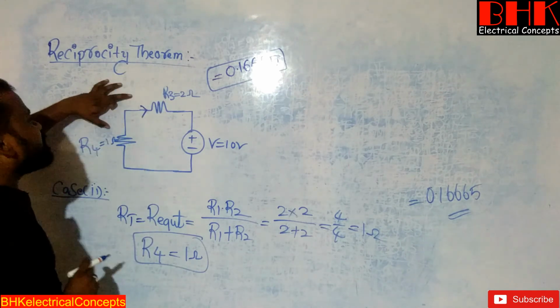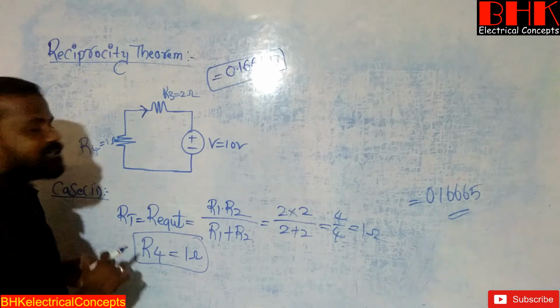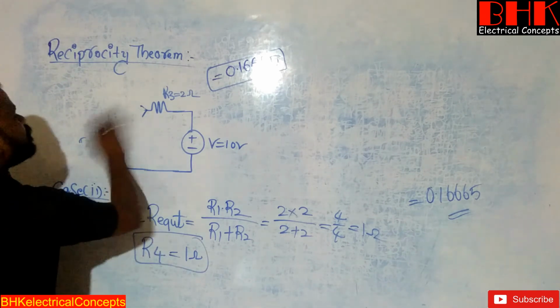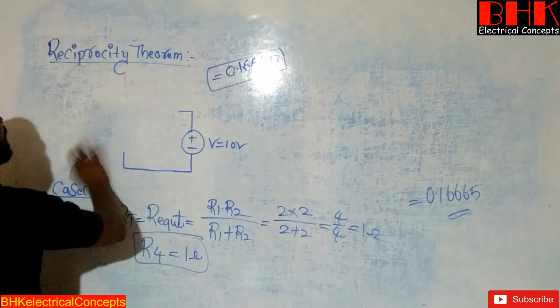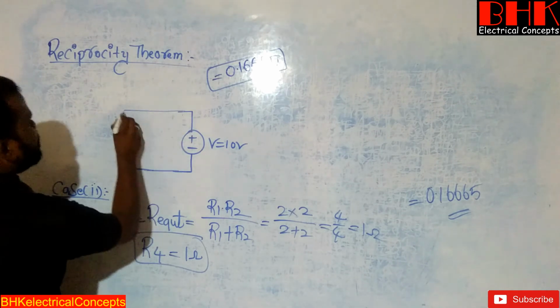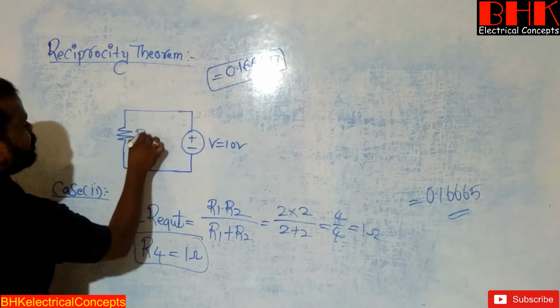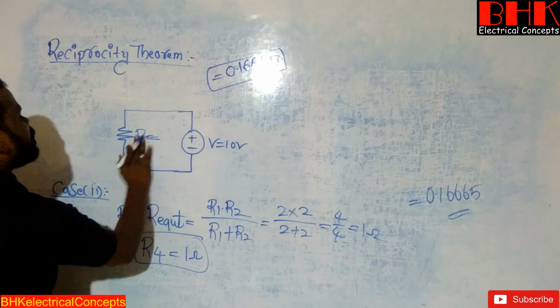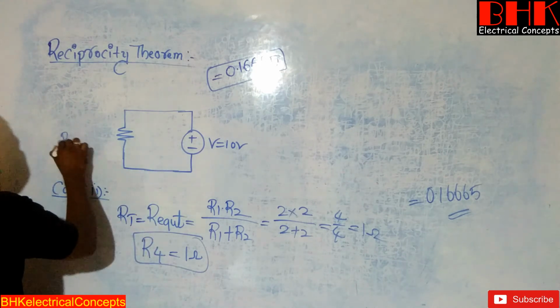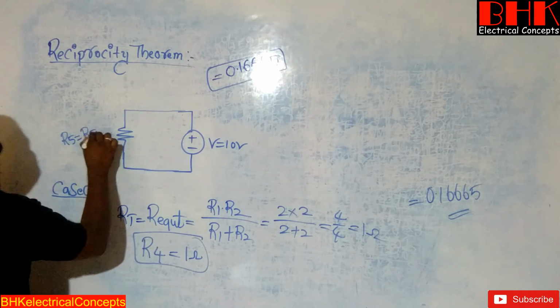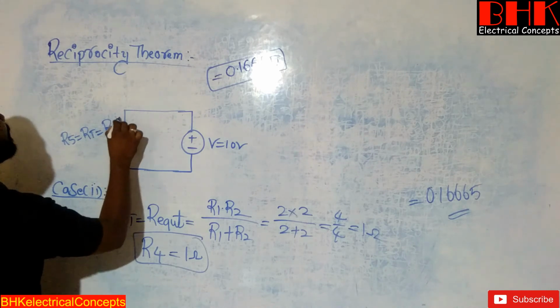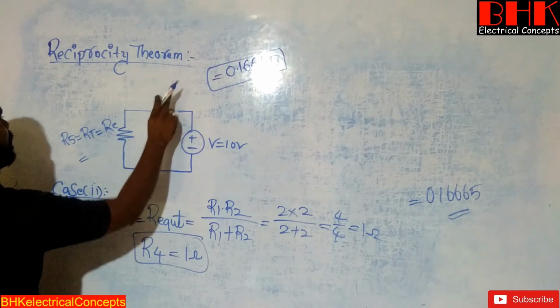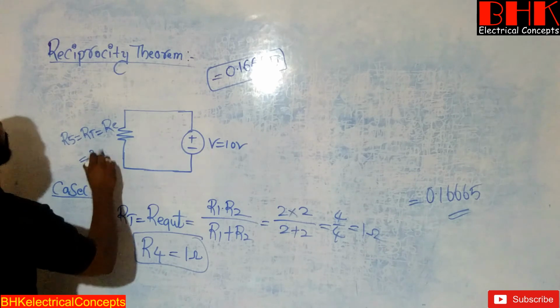In case of series connection we need to add directly, yes or no? So we can directly add these two resistances. This is the total resistance, or we can also call it R5. R5 is equal to our total or equivalent resistance, which is 2 plus 1, that is 3 ohms.